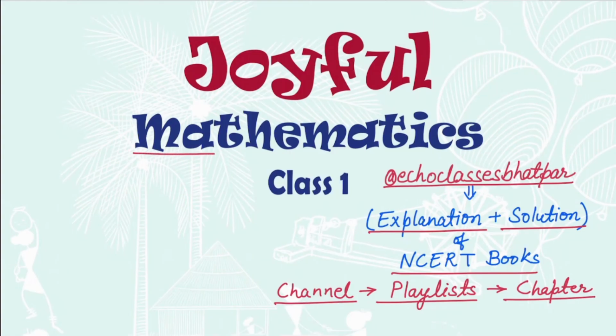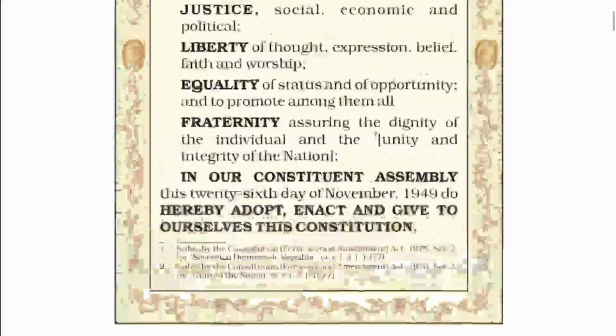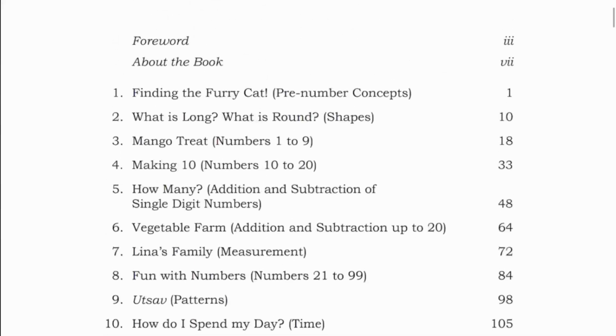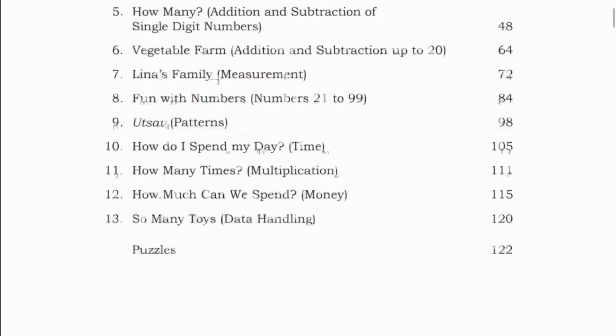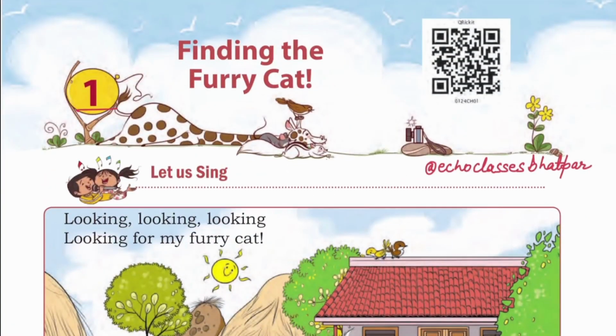Today, we will read Textbook of Mathematics for Class 1 Joyful. Chapter 1 Finding the Furry Cat. Let's start Chapter 1 Finding the Furry Cat.